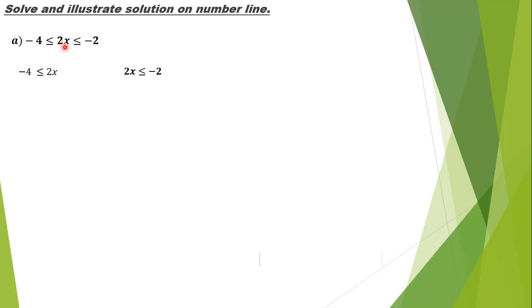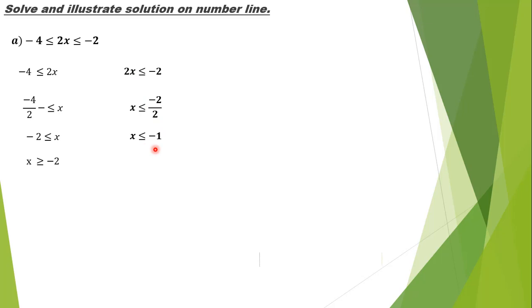Remember, 2x will be repeated in the first inequality and also in the second inequality. That is, the middle term should be written twice. Now if we solve it, we will get minus 4 over 2 is less than or equal to x. That will give minus 2 is less than or equal to x, or you can say it the other way around, x is greater than or equal to minus 2. Now dividing both sides by 2, we will get x is less than or equal to minus 2 over 2, or x is less than or equal to minus 1.